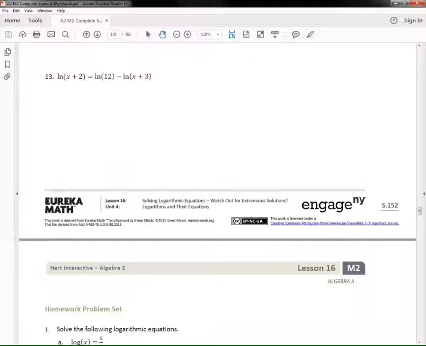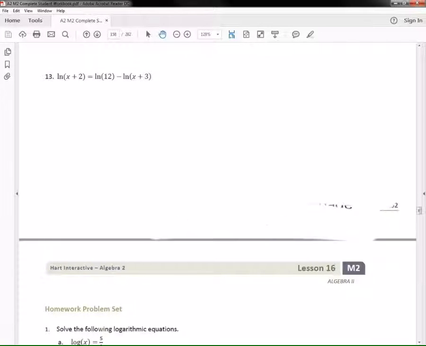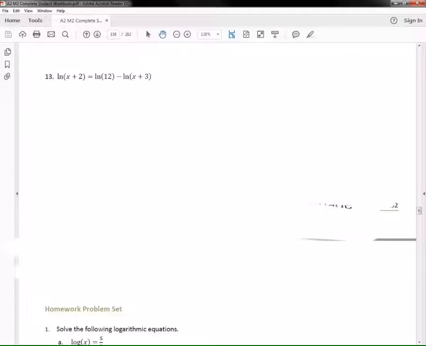Let's do this one. Look at all these logs. They're like having a little log party. What's going on here? Alright, logs. This is not acceptable. I'm trying to figure out who X is. Get out of the way, logs.